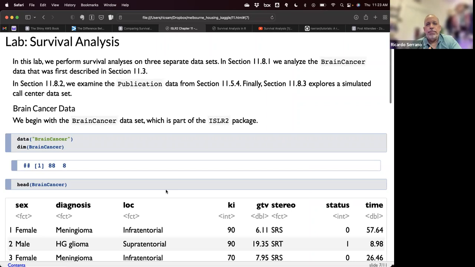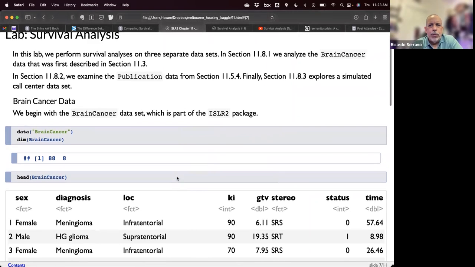Okay, so let's go. Usually I combine the theory with the labs, because when we have the theory, we have some questions, some doubts, and then when you see it in practice, some of those doubts could be cleared.